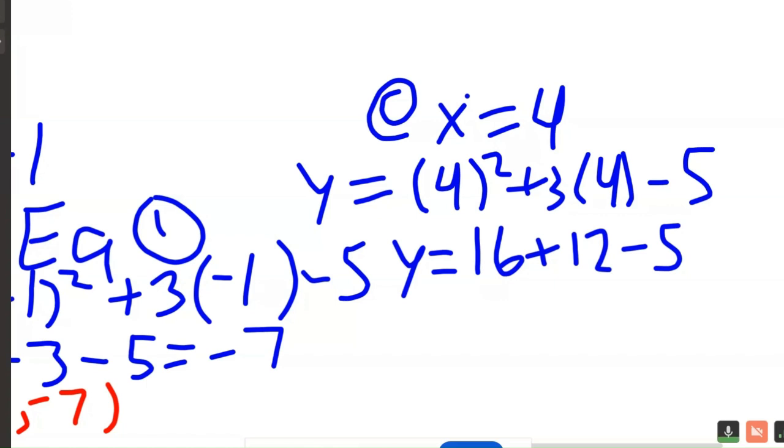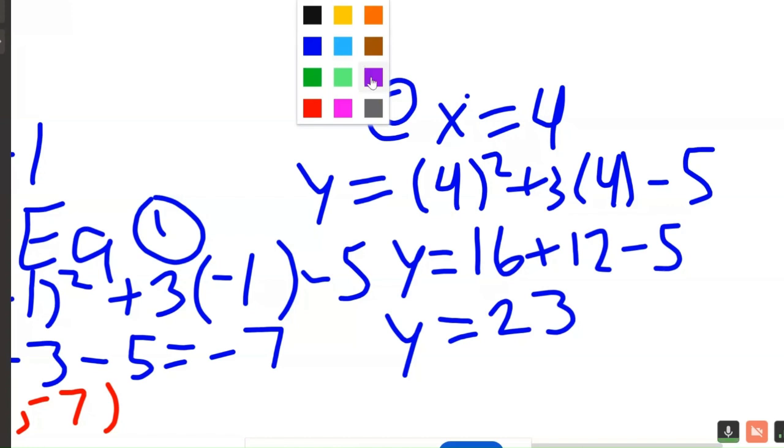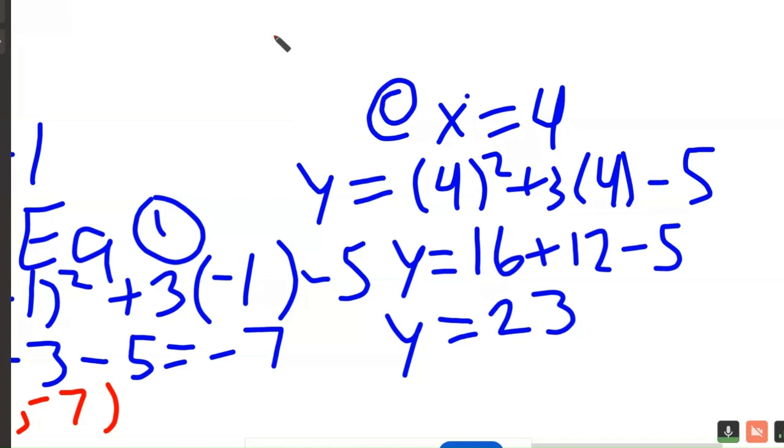And that's going to be what? Y equals 16 plus 12 is 28. 28 minus 5 is +23. So for the second coordinate of intersection, we'd have +4 for x and 23 for y. Now, what does that look like?